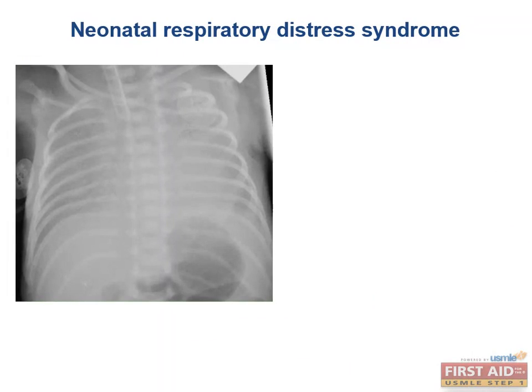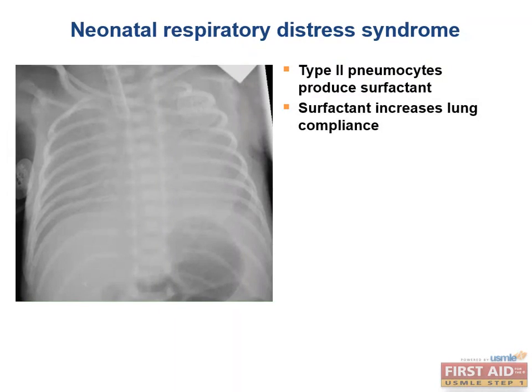Do you recall from the physio section which cells produce surfactant? Type 2 pneumocytes. What does surfactant do? It decreases alveolar surface tension, increases lung compliance, and therefore decreases the work of breathing. The importance of surfactant is highlighted in neonatal respiratory distress syndrome, seen in this x-ray, where pathology is related to the neonate's lack of surfactant.